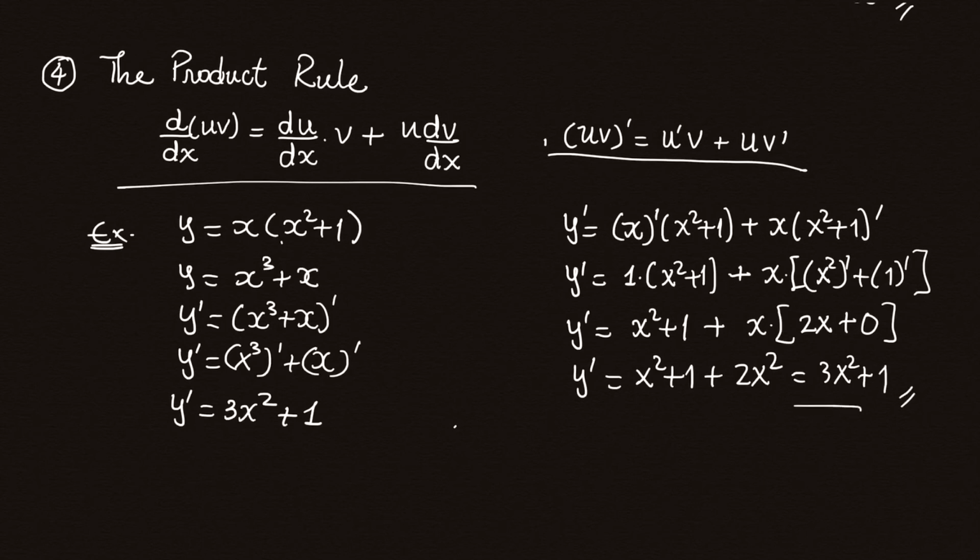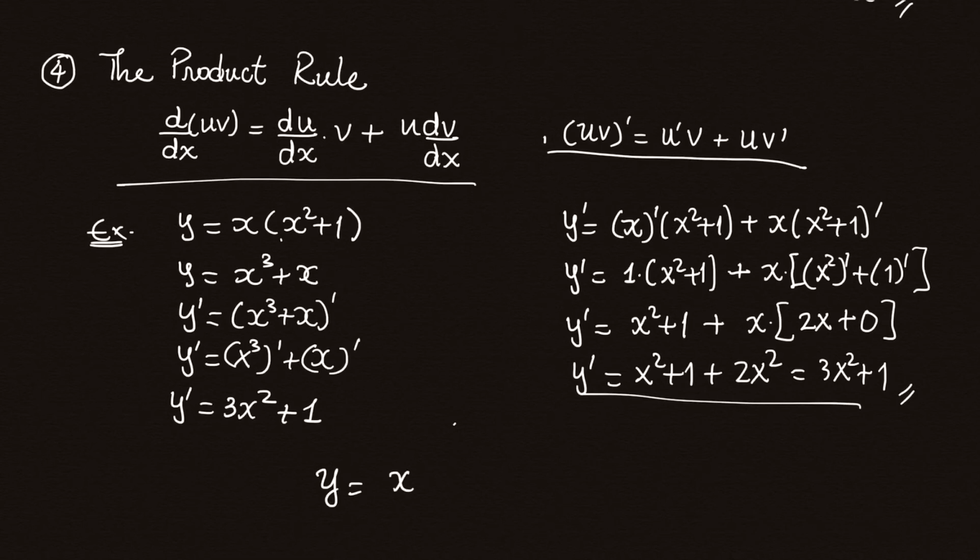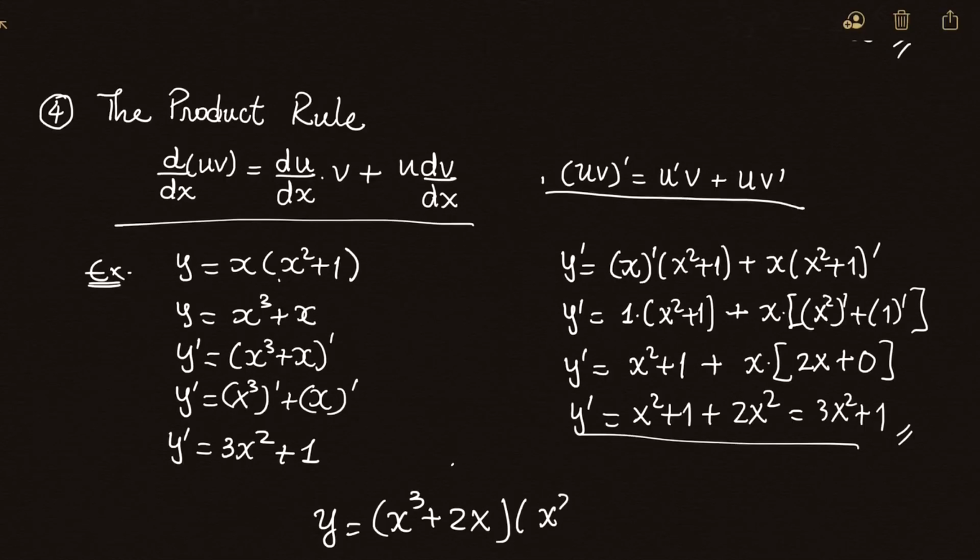So why use this rule? Imagine that you had x cubed plus 2x times x squared plus 2x, for example, like this. You can try this example. If you were to multiply everything and then take the derivative at the end, it takes a lot of time. So you can just apply the derivative now, and then at the end you just simplify the answer. So that's the product rule.